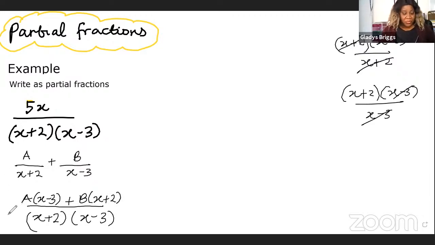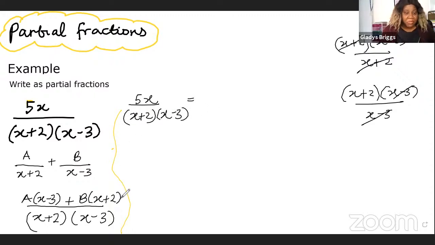Now, we can then equate this one to this one. Okay, we can now equate them, make them equal to each other. So 5x over x plus 2 times x minus 3 is equal to, I'm going to write this in expanded form. Let me expand this one first, yeah? I will do that somewhere else for you. So expand this one. This would be ax.